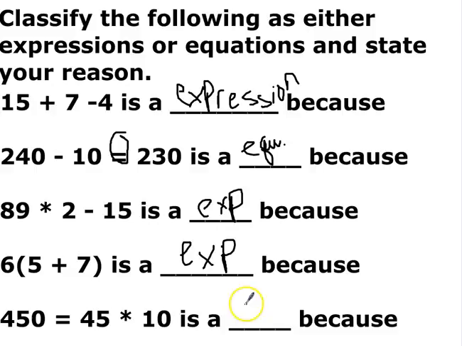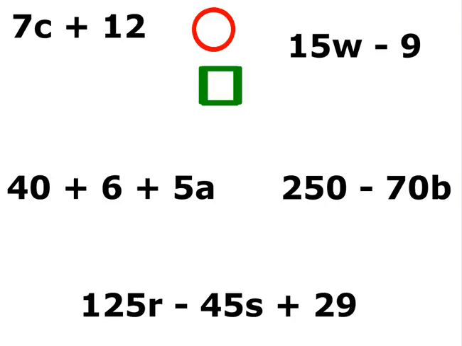And if you said this is an equation, you are correct because this does have an equal sign. You have terms on both sides, but it has an equal sign, so this is an equation, not an expression. Good job. So now let's take a look at this.